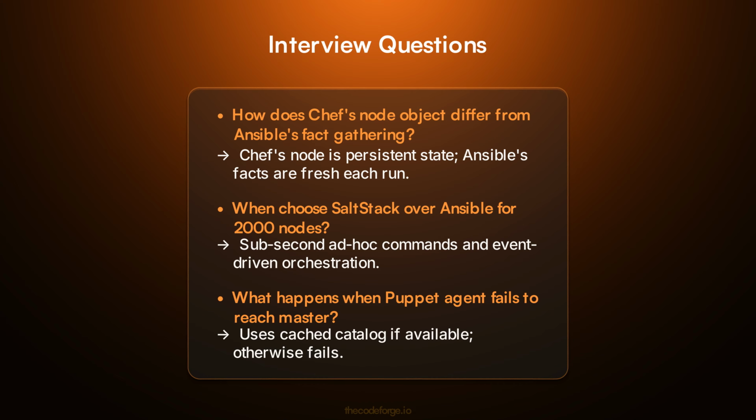When would you choose SaltStack over Ansible for 2,000 nodes? Sub-second ad hoc commands and event-driven orchestration. What happens when the Puppet agent fails to reach the master? It uses a cached catalog if available, otherwise it fails.